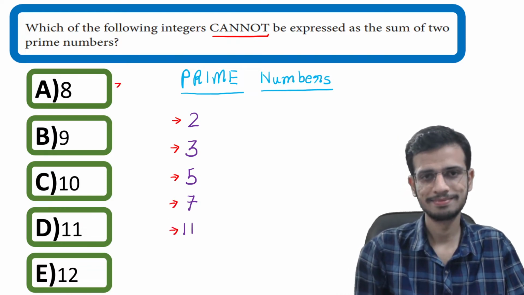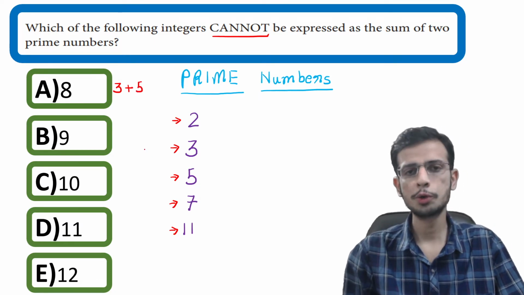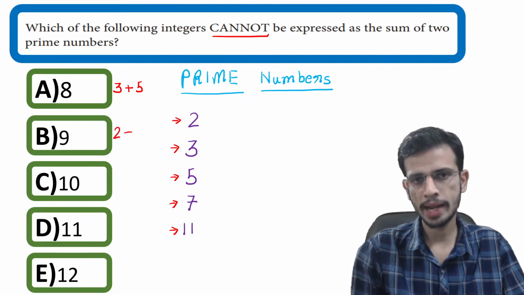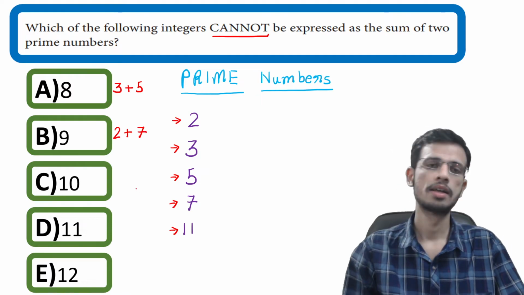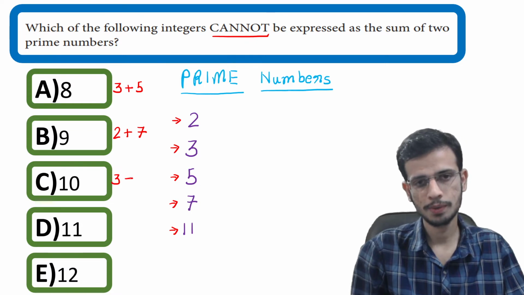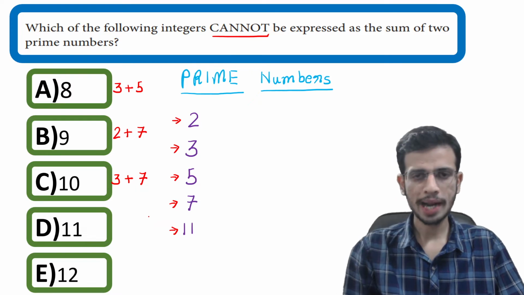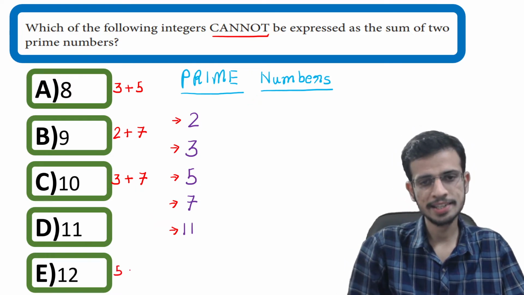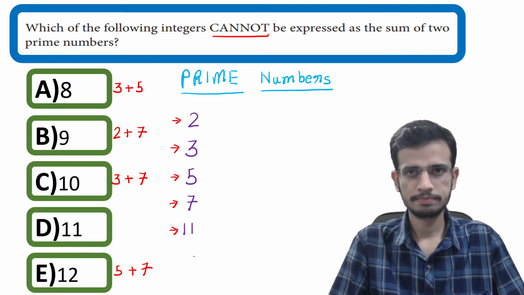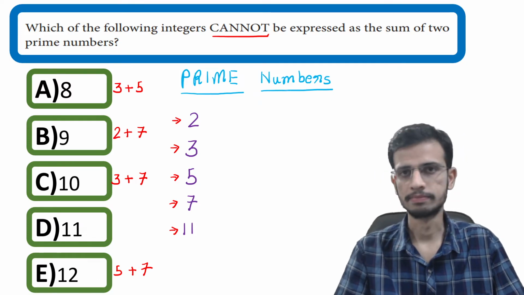Yes, both are prime numbers. If you want to write 9, then you can use 2 plus 7 equals 9. If you want to write 10, you can write 3 plus 7 is equal to 10. If you want to write 12, you can write 5 plus 7 is equal to 12. But if you want to write 11 by adding two prime numbers, then we won't be able to write 11.